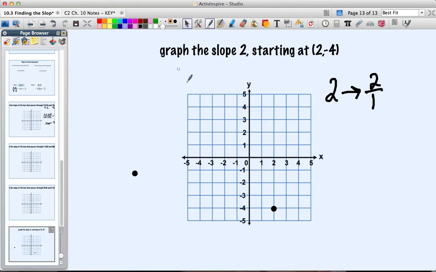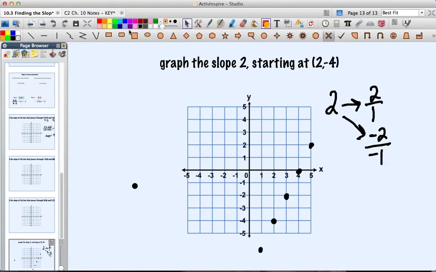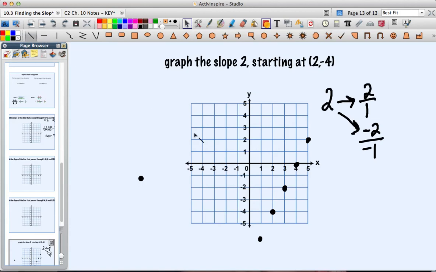So then what I can do is I can count up 2 and then right 1, plot a point. Up 2 more, to the right 1 more. Now I'm starting to get points that'll create a line, and then I can connect those dots. I can also look at this as -2 over -1, which means I can go down 2 and then to the left 1 to plot another point. And then of course I have to use a straight edge to connect all of my dots.